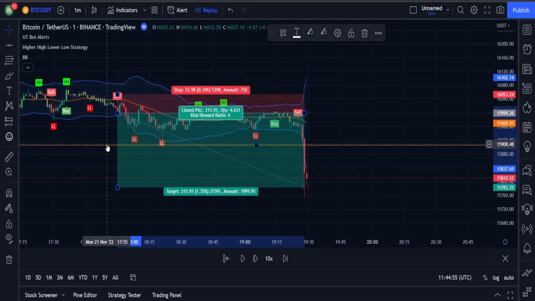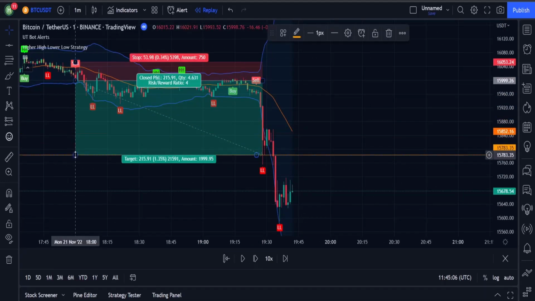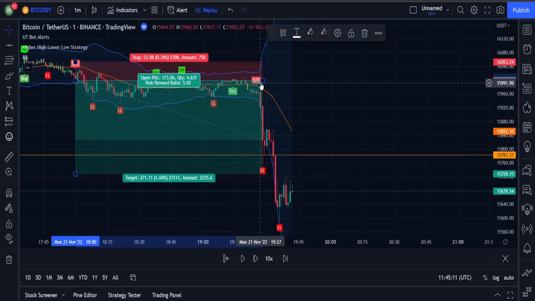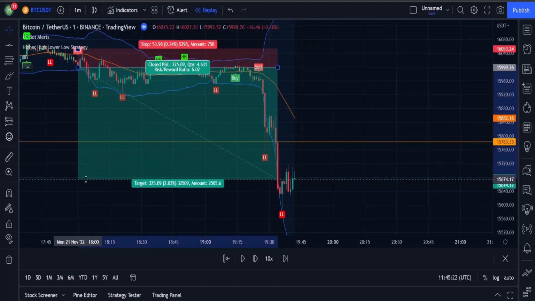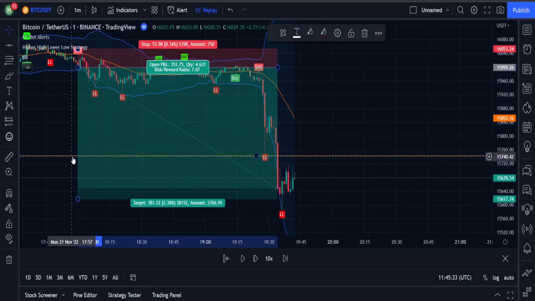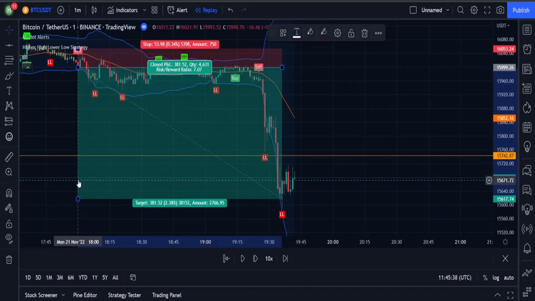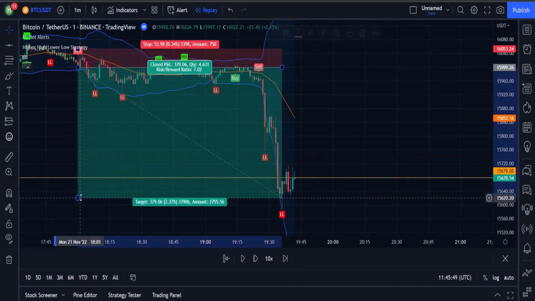For example, when the price action reaches the risk-reward ratio of 1-to-1, you're going to move the stop loss to the break-even. And when the price action reaches your second target, which is 2-to-1 risk-reward, you're going to move your stop loss to the first target. You're going to be moving your stop loss like this every time the price action reaches a new target.